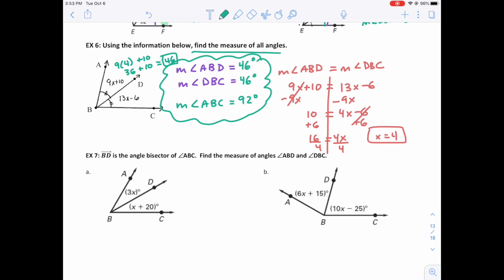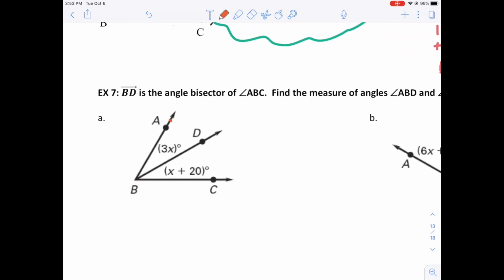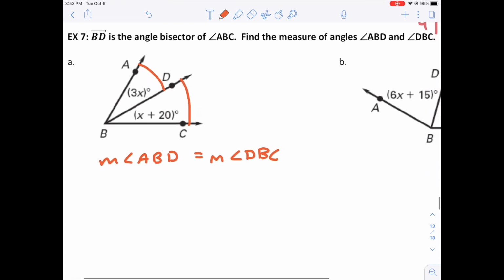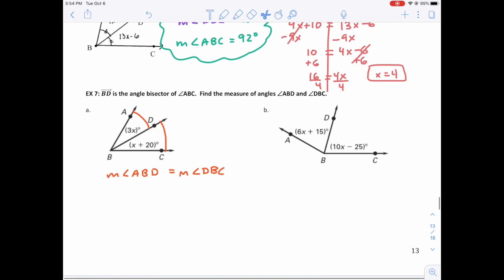Okay, so example 7 is very similar. BD is an angle bisector of angle ABC. Find the measures of ABD and DBC. So very similar to the one we did above. In fact, all of the lettering is the exact same. The first thing you're going to want to do is figure out what two angles are equal. ABC is bisected, so the measure of angle ABD is equal to the measure of angle DBC. That's actually going to be true on both of these because all the lettering is the same.